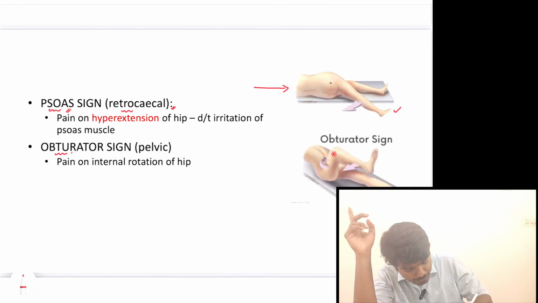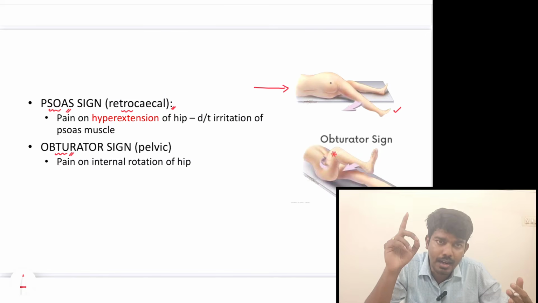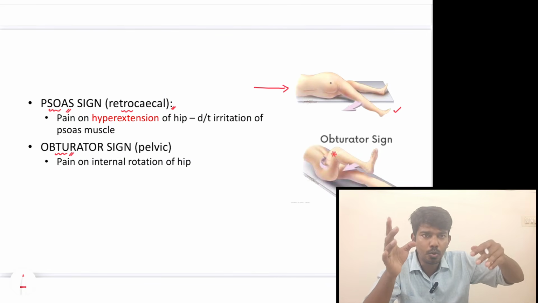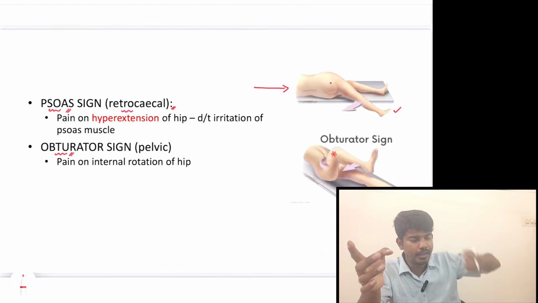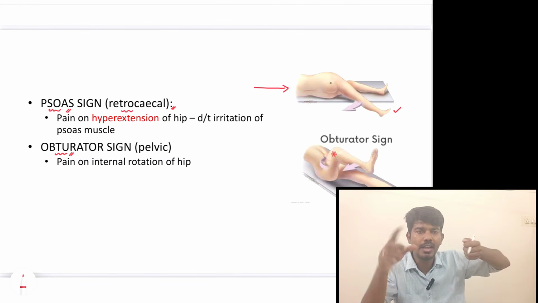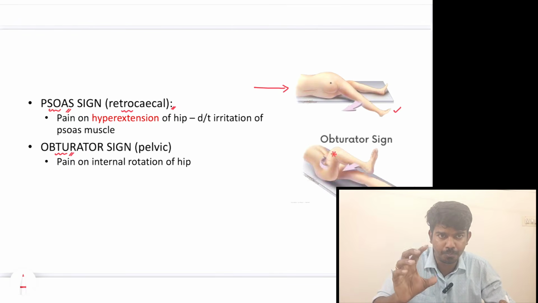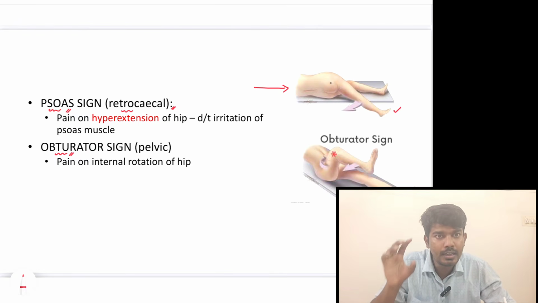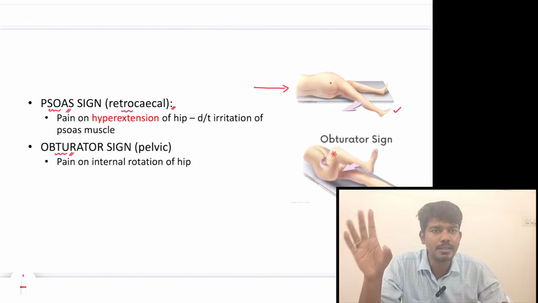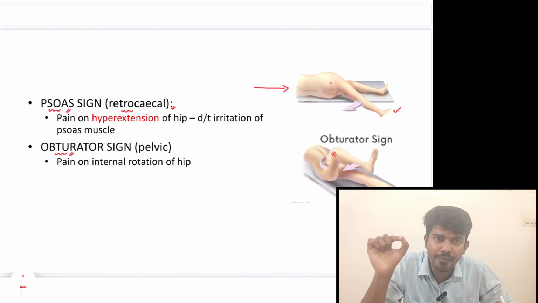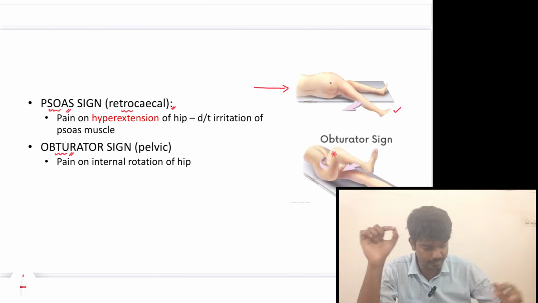Next is the Obturator sign. What is this Obturator sign? We are doing internal rotation of the hip, that is, we take the knee inwards and bring the foot outwards. In this image, the foot is brought outside whereas the knee is brought inwards. That is the internal rotation of the hip. Internal rotation of the hip causes pain in case of pelvic appendicitis. It can also cause pain in retrocecal appendicitis, but most commonly it is suggestive of pelvic appendicitis. We have already seen pelvic type is the most dangerous type of appendicitis.